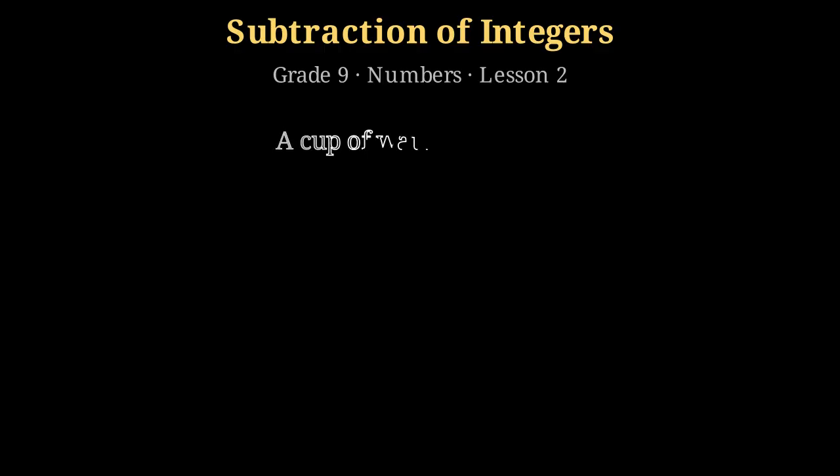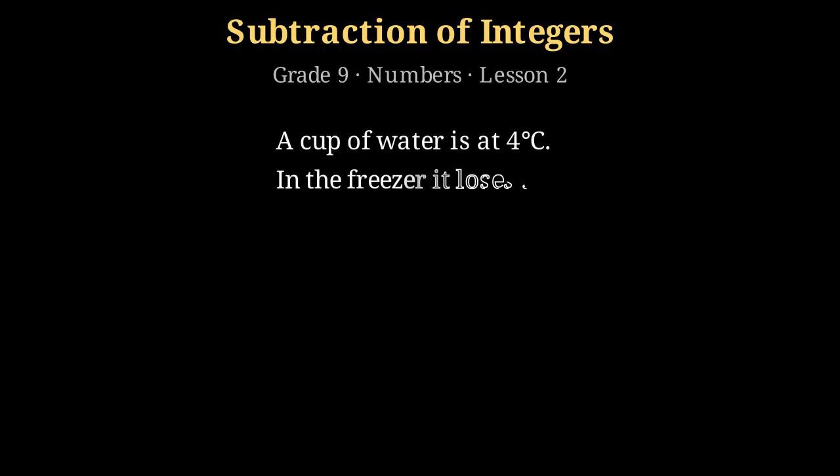Here is today's question. A cup of water is at 4 degrees Celsius. You put it in the freezer, and it loses 9 degrees. What is its temperature now? +4 minus +9. Think about it. Is it +5? Or -5? Can you even take 9 away from 4? By the end of this lesson, questions like this will feel easy.